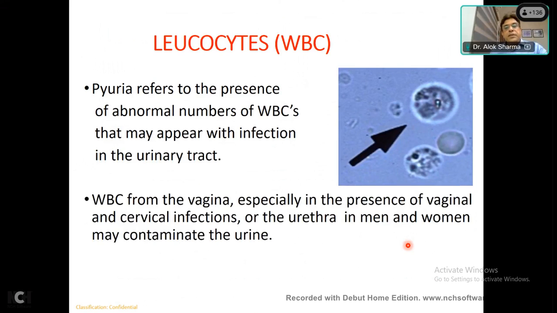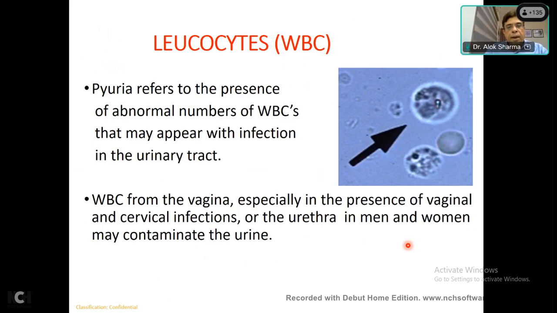Now coming to WBCs. When you have a lot of WBCs in urine, it's called pyuria, in layman's terms. Usually you will not get dysmorphic RBCs more than a cutoff in stones. Most of the RBCs will be isomorphic. So pyuria refers to the presence of abnormal numbers of WBCs that may appear with infection of the urinary tract.